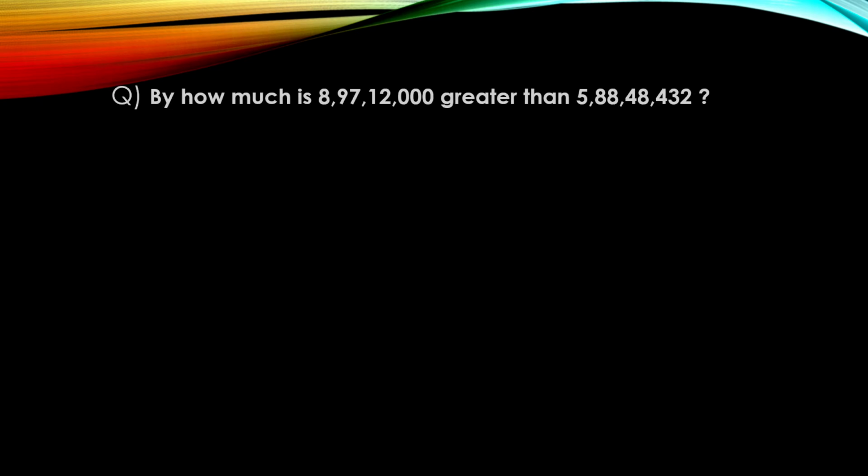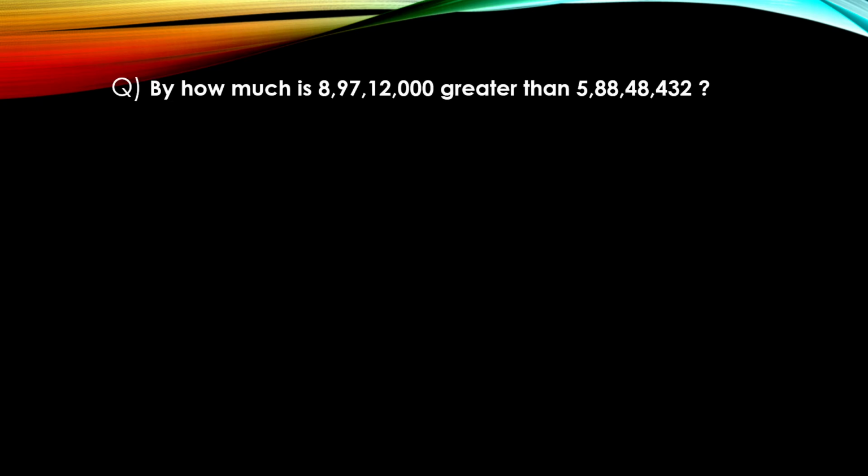Next question. By how much? 8 crore 97 lakh 12,000 greater than 5 crore 88 lakh 48,432. Just now I have told you, whenever they are comparing something, what you have to do? You have to find out the difference. From the greater number, you're supposed to subtract the smaller number. Here we see the answer. We have to find the difference.